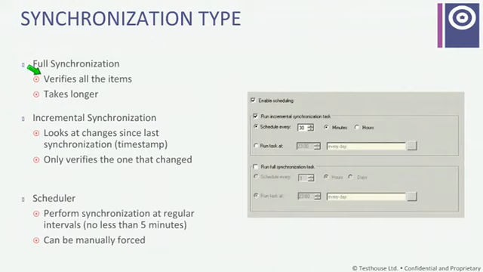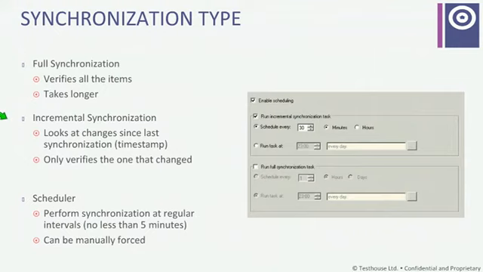So obviously this full synchronization will look at what happened in ALM, go through the list, and do the same in the TFS server. So it's a synchronization both ways. Obviously that's a synchronization that takes the most time, because it has to go through all the items.